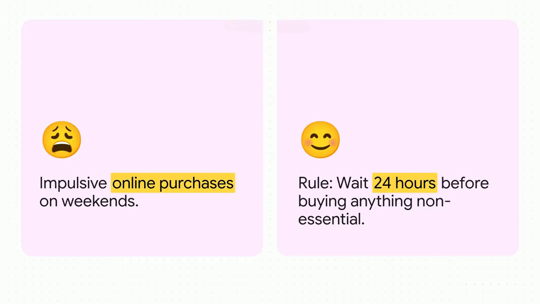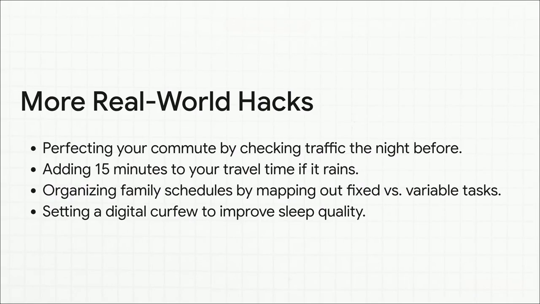Here's how it works in another area. Let's say you recognize a pattern. You make impulsive online purchases on the weekends. So you create a simple algorithm to counteract it. A new rule: wait 24 hours before buying anything that's non-essential. See? By spotting the pattern, you designed a rule that helps you build a better habit. And really, the applications are endless. You can create these simple recipes for anything: perfecting your commute, organizing your family's crazy schedule, even improving your sleep by setting a digital curfew. Each little algorithm is a small system that frees up your mental energy for more important things.